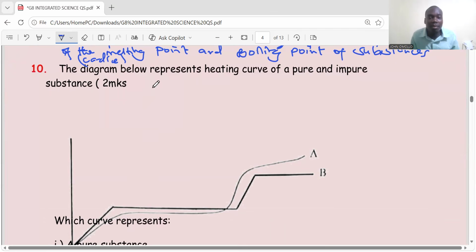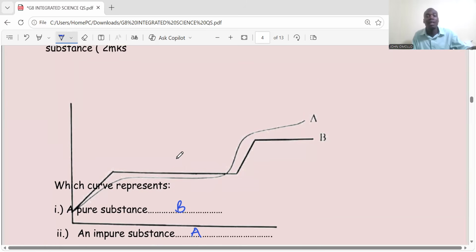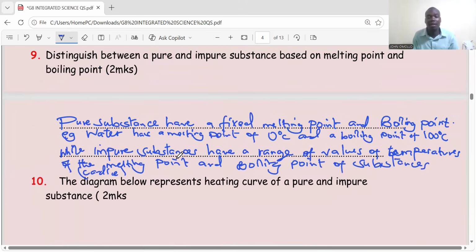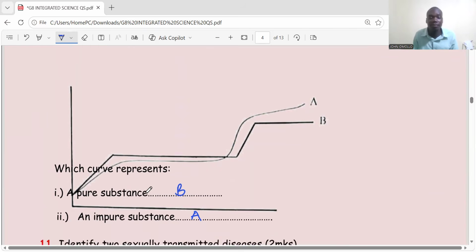Now, the diagram below represents heating curves of pure and impure substances. Which curve represents a pure substance? The one with the sharp shape is a pure substance. But the one with a sigmoid, or rather an S form, is an impure substance. Just like I have said, a pure substance has a fixed, sharp melting point, but for an impure one it ranges. You can easily see how a substance behaves when heated.